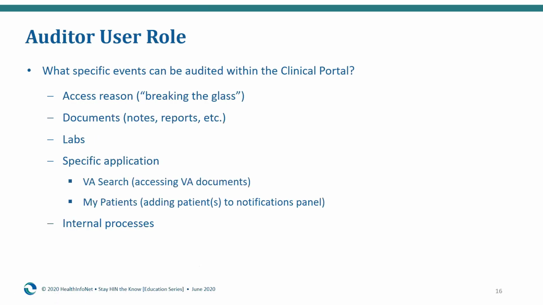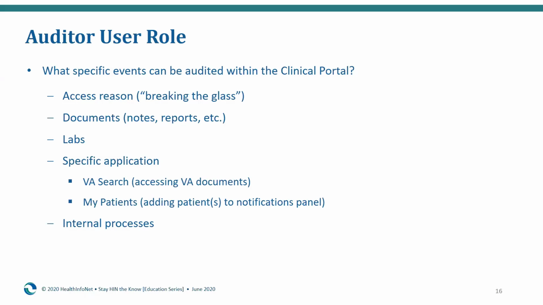The sort of information that you can get from the auditor role are some specific events within the exchange. You can see their access reason, which is the reason that they select when they unlock the account or break the glass, as we previously called it. You can look at what documents they've viewed, if they're looking at documents that are not within the scope of their role. You can look at information about what labs they're looking at, and any specific applications. For instance, the VA search, as Nicole said, if they open up the VA search on a patient, that information is visible.